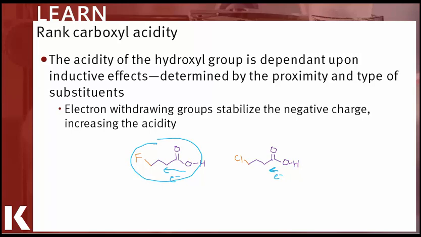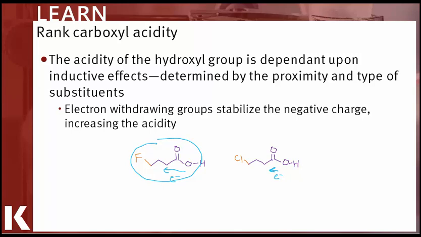So to recap, when we're looking at substituents, the more electron withdrawing groups you have, the stronger the acid. The closer that electron withdrawing group is to that acidic proton, the stronger the acid. And the stronger the electron withdrawing group, the more acidic it's going to be.